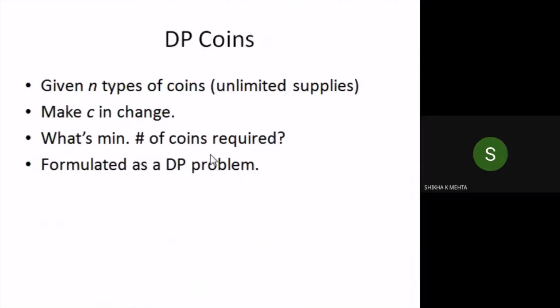Using dynamic programming, we are given n types of coins. We have to make change and find the minimum number of coins required. Now we are formulating this problem as a dynamic programming problem. In the last slide, I was telling you to formulate this problem as a greedy approach problem. So how are you going to do that?